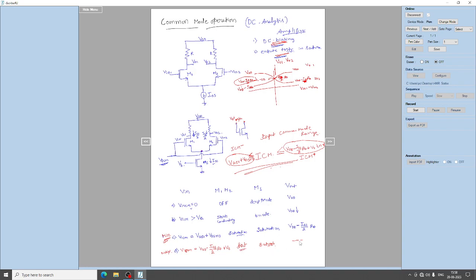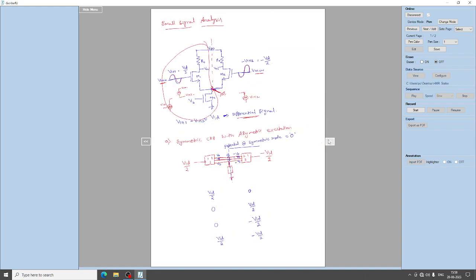and M3 will also be in saturation region. And ID means output still decreases, but which is almost equal to VDD minus ISS by 2 into RD, because it is a common mode and it is the same input going to M1 and M2, and obviously the same current will be flowing through both the branches or both the transistors. So here we come across the input common mode range, the ICMR, this is the ICMR minimum and this is the ICMR maximum, to give the DC biasing to ensure the transistors are in the saturation region.